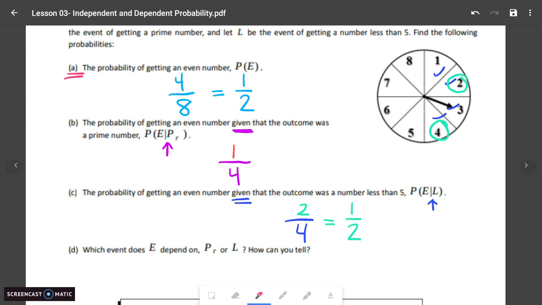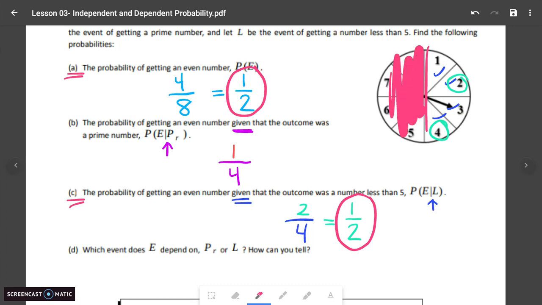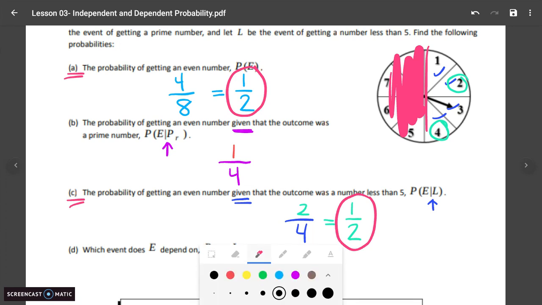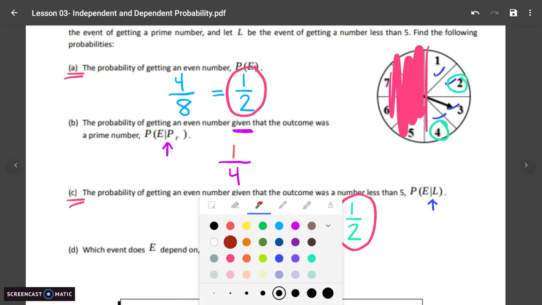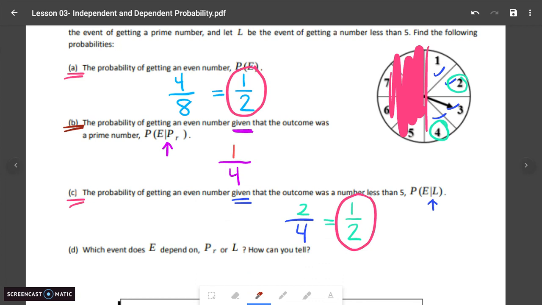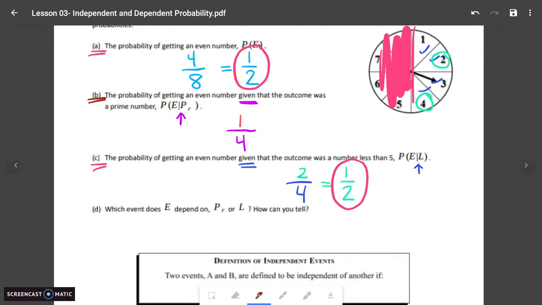Now, notice in part C, when I did less than 5, it didn't change my probability at all. I have 1/2 and 1/2, because basically I'm just cutting out the second half of this board, so it's really not going to change my probability at all. Because there's no change in those events, those two are independent of each other. It did not change my probability. But in the other case of this particular problem, B, we got 1/4 instead of 1/2.